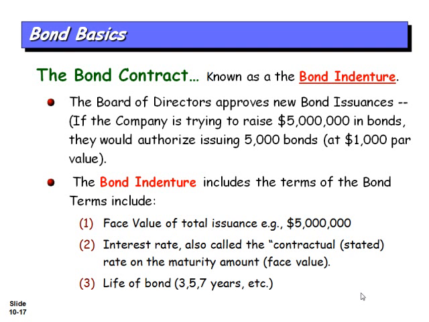So the board of directors for a company approves new bond issuances. For example, if the company's trying to raise $5 million in bonds, they would authorize 5,000 bonds at $1,000 par value or face value. Those terms mean the same thing. Inside the contract, the bond indenture, it gives all the terms of the bond. What is the face value of the issuance? What is the interest rate? The interest rate is called the contract rate, the stated rate, or the coupon rate. When's the maturity date? What's the life of the bond?